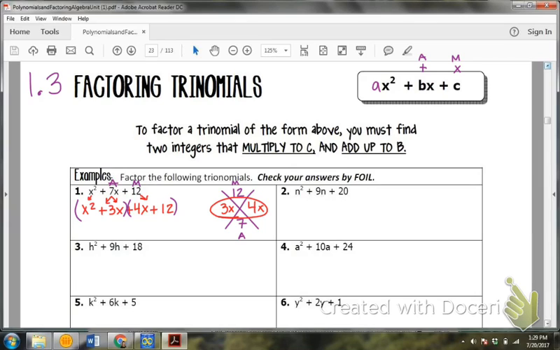You're asking yourself, what do the first two have in common? What do the first two have in common? Did you group them together? Okay, so you're going to divide an x out. What does that leave you with?